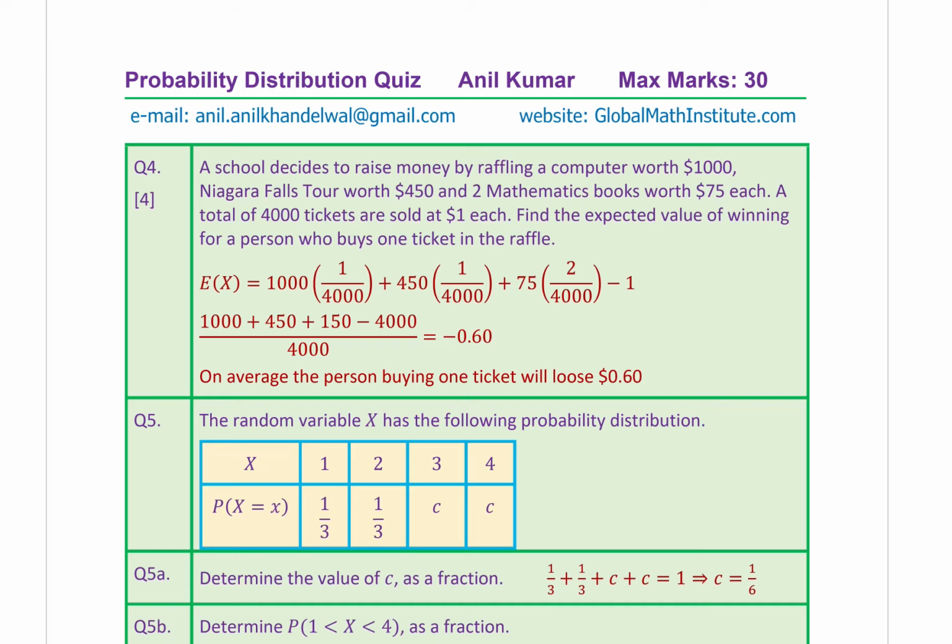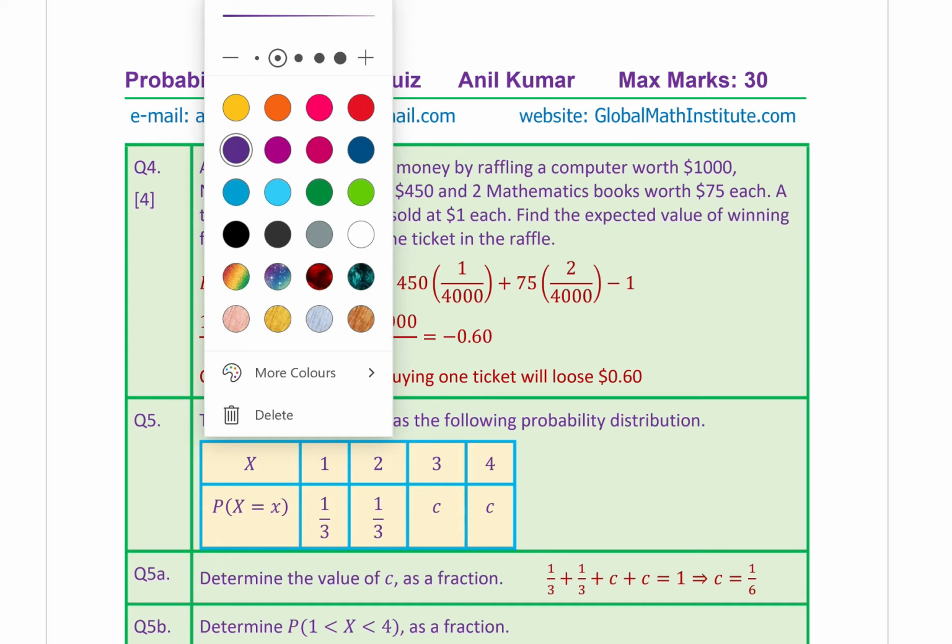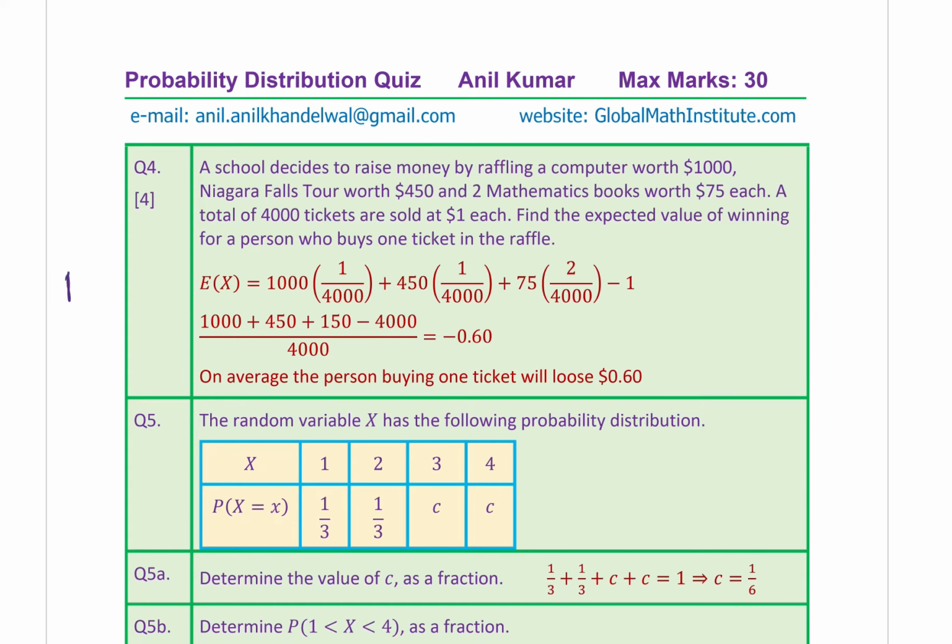I should not write that the expected value is only that much. I should have written this as expected value minus 1. Profit, I should write. Profit or loss. So let me write this down as profit, which is expected value minus 1, since $1 is being paid for the ticket. It comes to a negative value of 0.60. That means 60 cents is the loss per ticket.